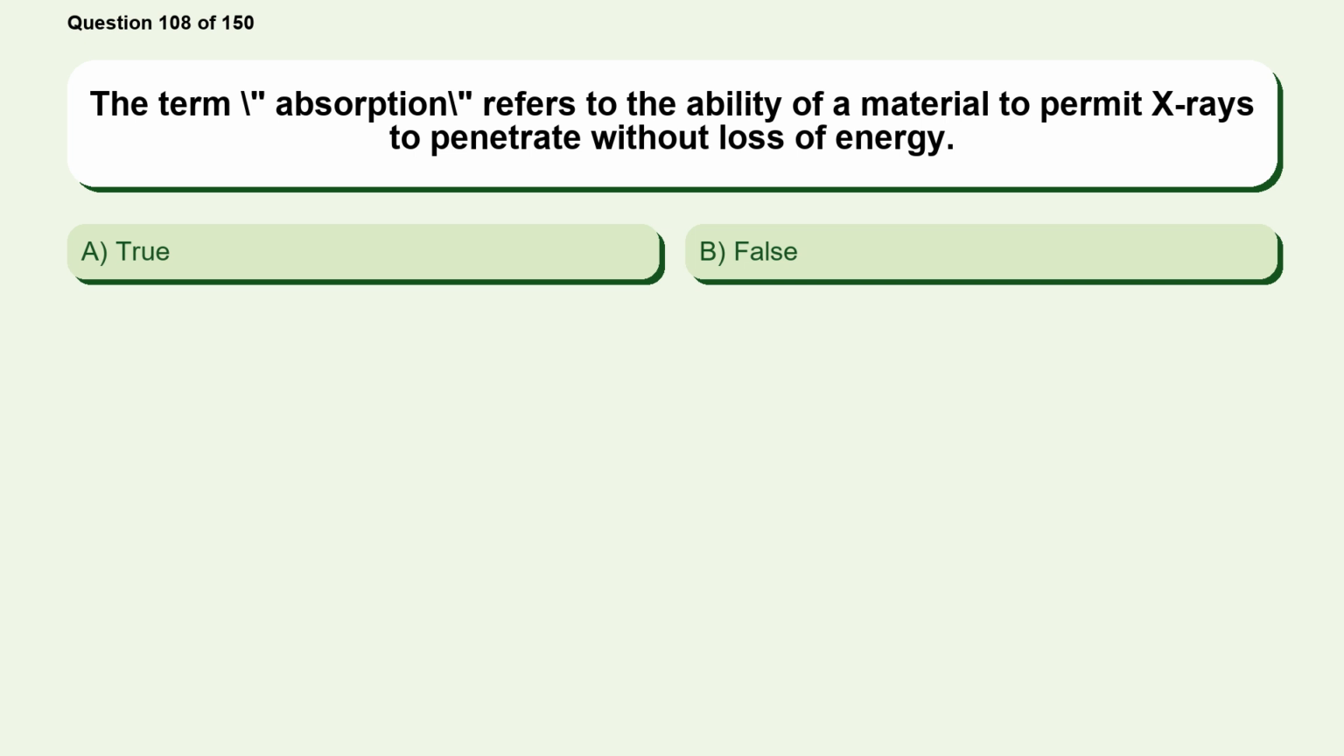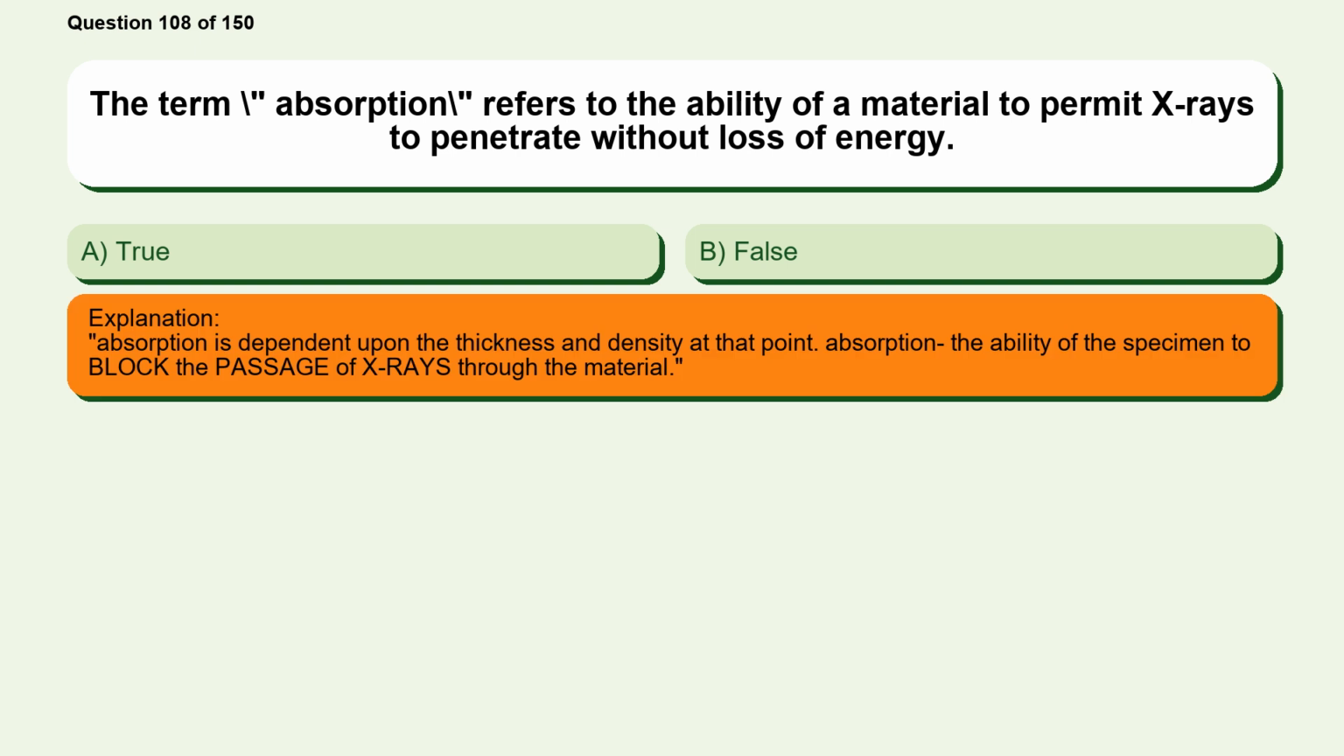Question 108. The term absorption refers to the ability of a material to permit X-rays to penetrate without loss of energy. Option A, true. Option B, false. The correct answer is option false. Absorption is dependent upon the thickness and density at that point. Absorption, the ability of the specimen to block the passage of X-rays through the material.